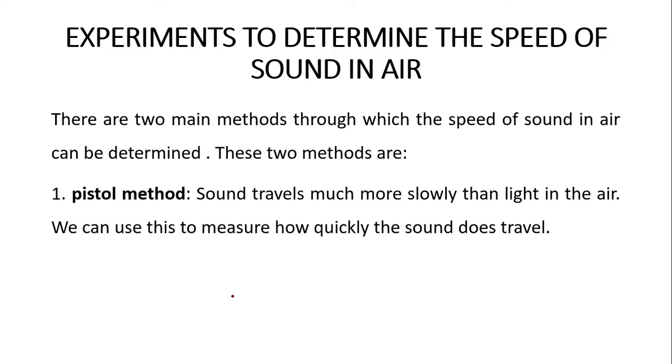Now, sound travels much more slowly than light in air. Light has a speed of about 3 multiplied by 10 to the power 8 meters per second. That is about 3 times 10 to the power 8 meters per second, compared to sound, which is just about 340 meters per second. So you can see the difference. This one is much faster. This one is very slow. It's actually thousands of times faster. So light is very fast compared to sound. Just compare these two values.